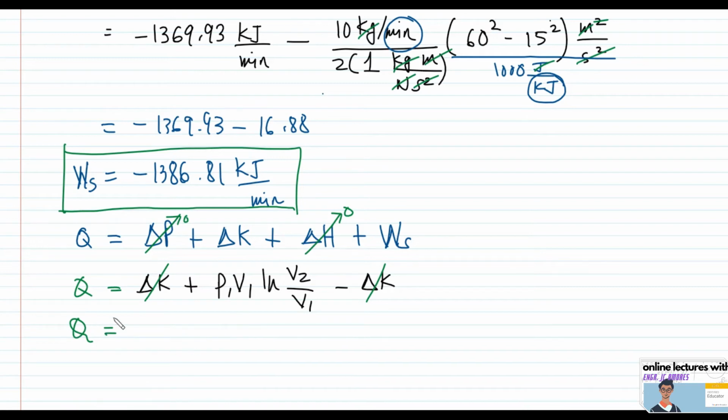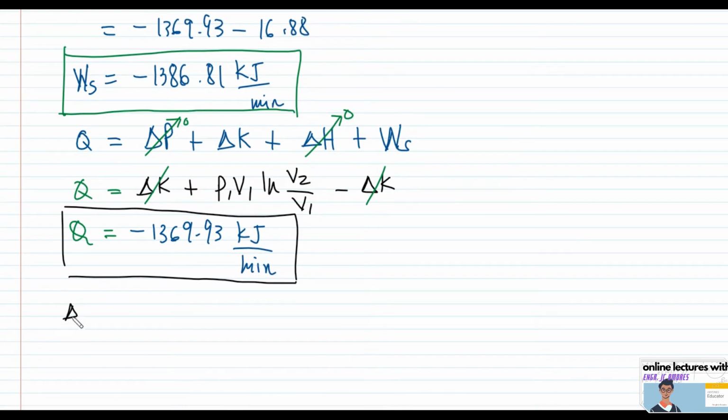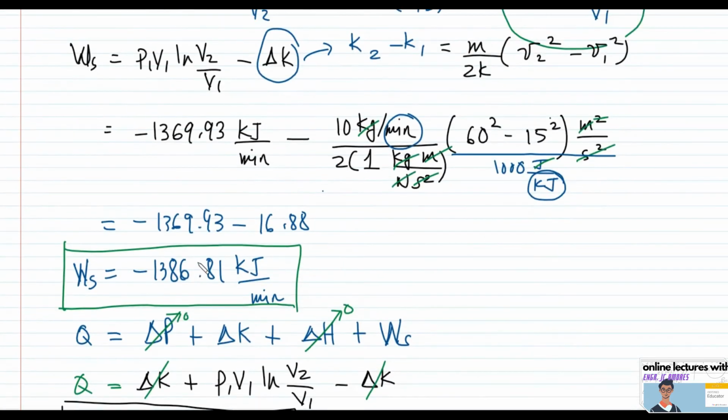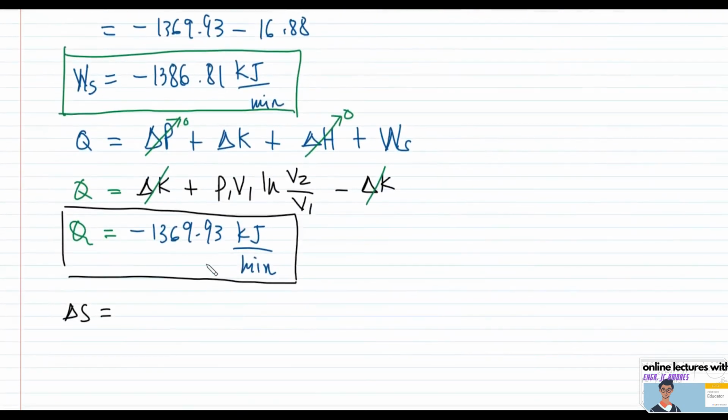Okay, so Q is also 1369.93 kilojoule per minute. And since that is your Q, therefore you'll also obtain the same delta S. So delta S is equal to the same, negative 5.37 kilojoule per minute Kelvin.